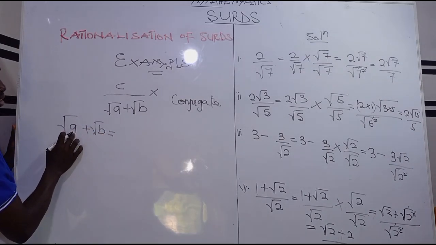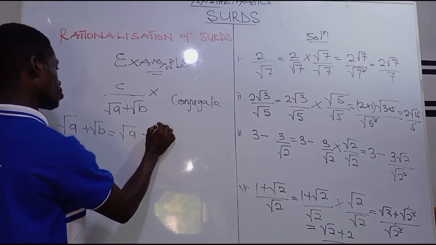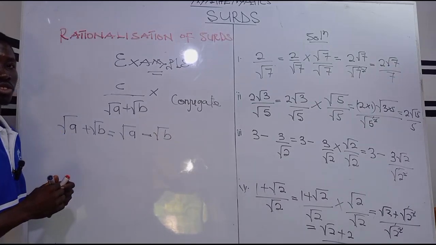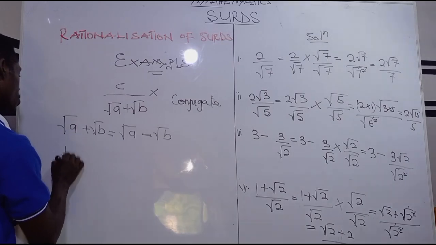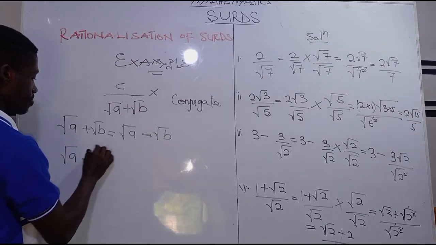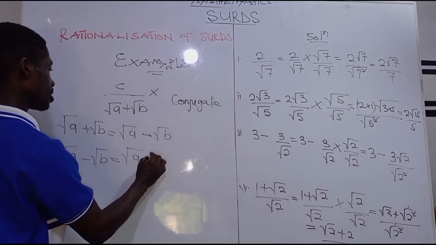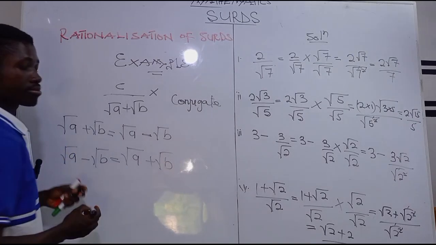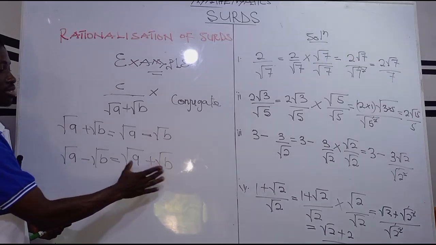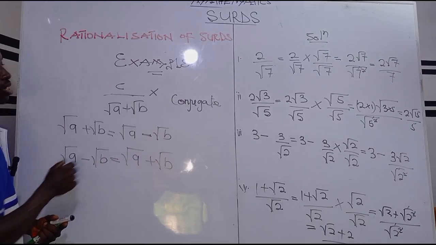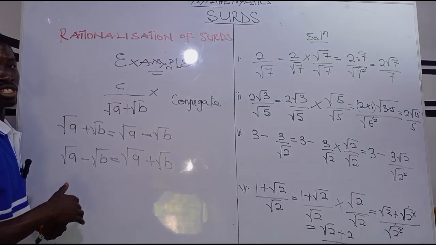Now the conjugate of root of a plus root of b is root of a minus root of b. What we are going to do is to change the sign to negative, and that is all. Now when you have, let's say, root of a minus root of b, its conjugate is root a plus root b. That is all you need. Just change the sign, if it is negative to positive, and this becomes the conjugate of this. So for questions of this nature, we are going to multiply the top and bottom by the conjugate of the denominator.